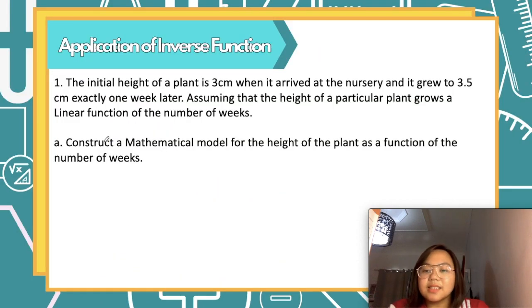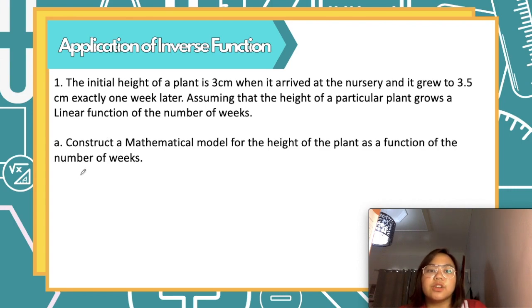Okay, next let's proceed to application of inverse function. Let's start with number 1. The initial height of a plant is 3 cm when it arrived at the nursery, and it grew to 3.5 cm exactly 1 week later. Assuming that the height of a particular plant grows as a linear function of the number of weeks.